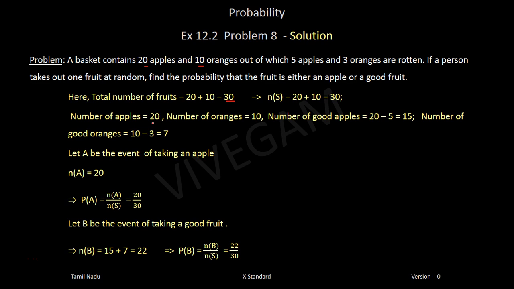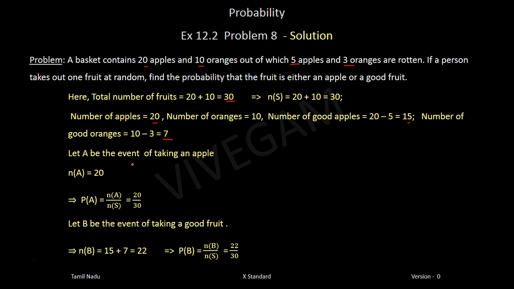Number of apples is 20 and the number of good apples is 20 minus 5. Out of which 5 apples are rotten. So 20 minus 5, 15 good apples are there. Similarly, the number of oranges is 10, and there are 3 rotten oranges. So it is 10 minus 3, 7 good oranges are there.